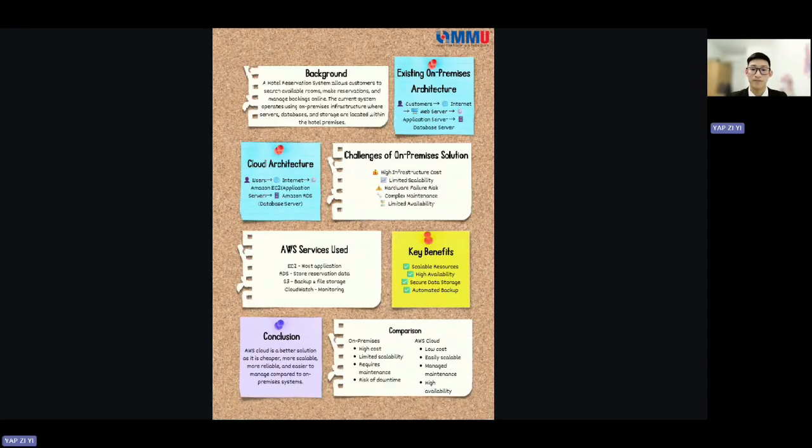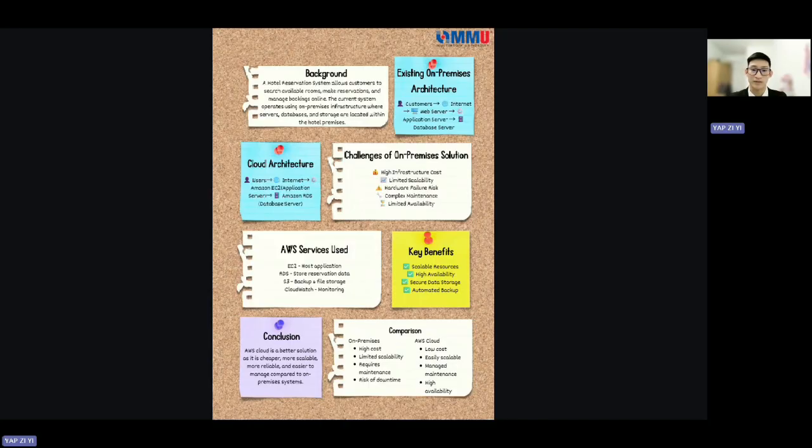As illustrated in the diagram, customers access the hotel reservation system through the internet using a web browser. Their requests are first sent to the web server, which hosts the hotel reservation website and handles incoming user requests. The requests are then forwarded to the application server. The application server is responsible for processing the business logic of the system. For example, it handles customer authentication, room booking requests, reservation dates, and other hotel management functions.